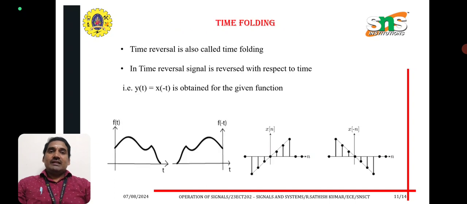Next, time folding. Time reversal is also called time folding. In time reversal, the signal is reversed with respect to time. y of t is equal to x of minus t is obtained for the given function. For f of t, f of minus t is the folded signal. In the discrete case also, for x of n, x of minus n is the folded signal of x of n.